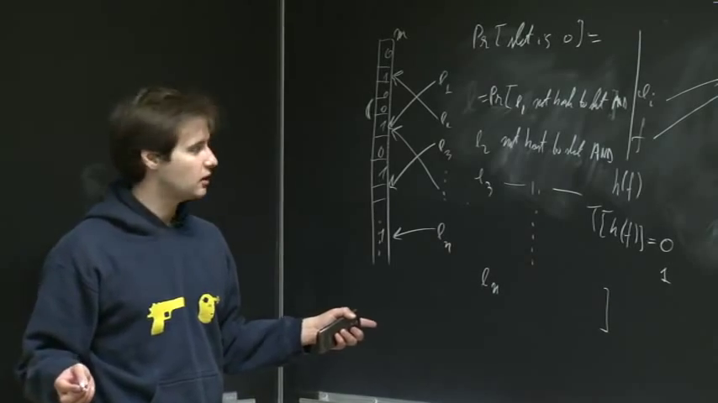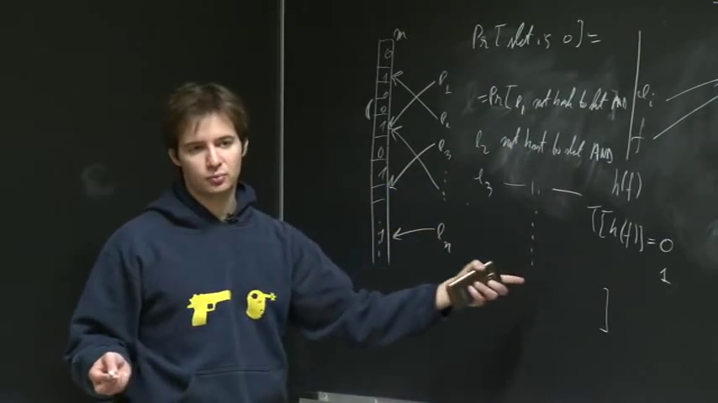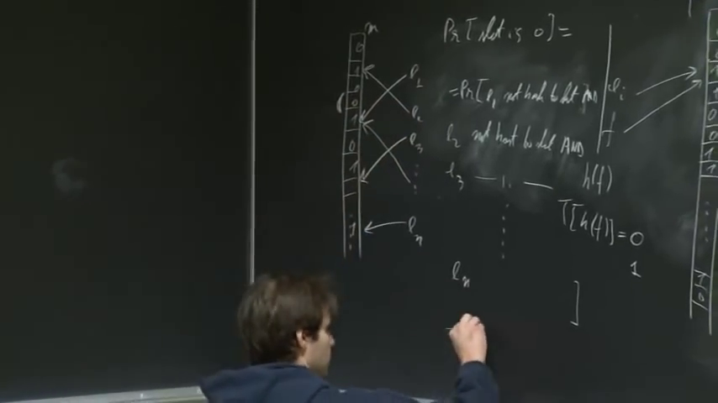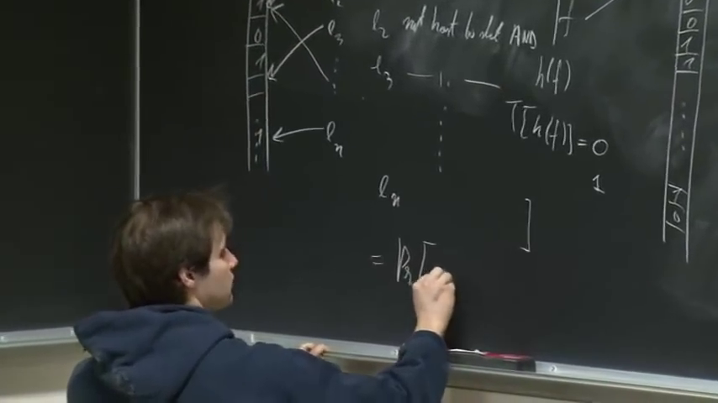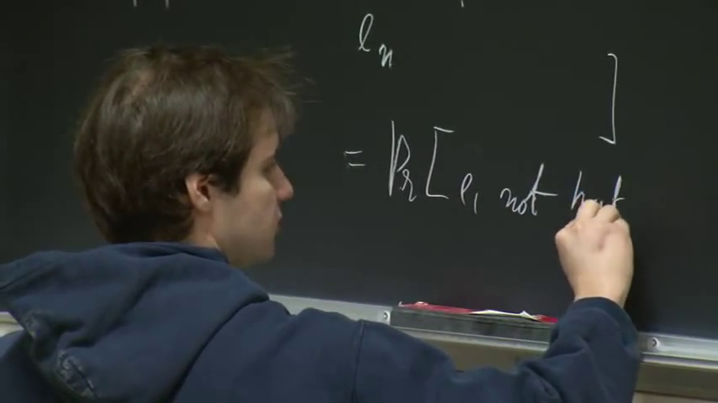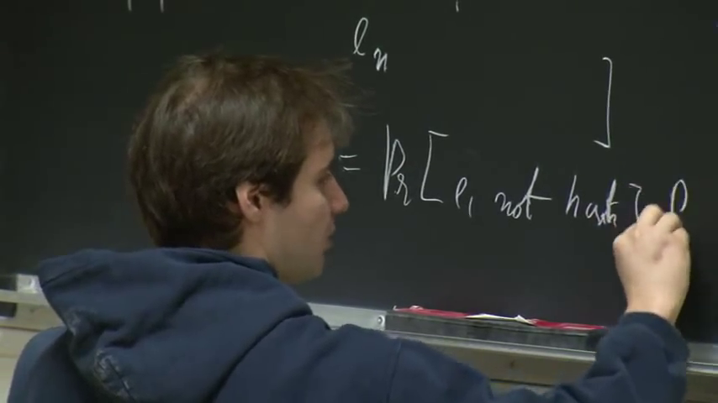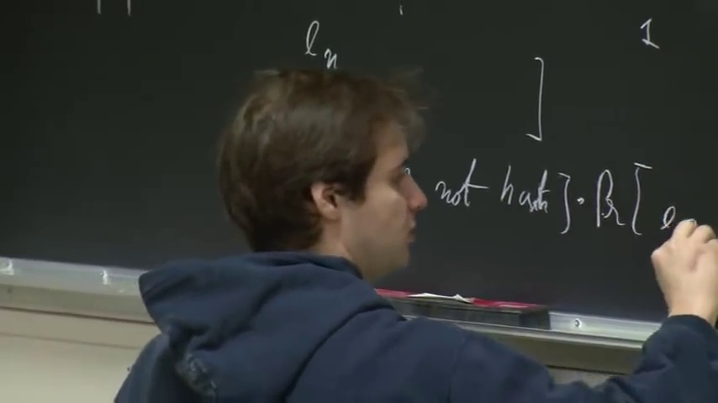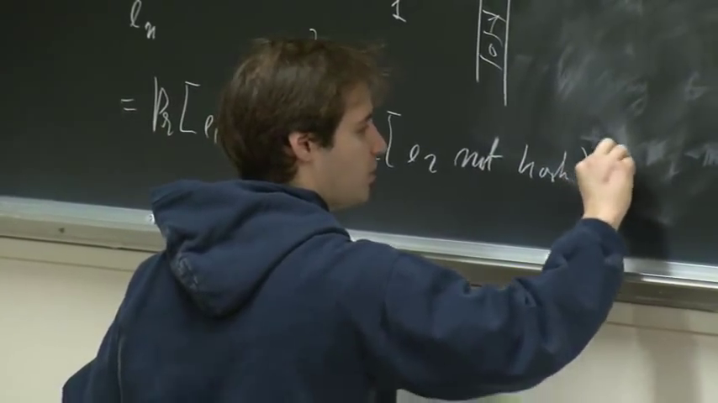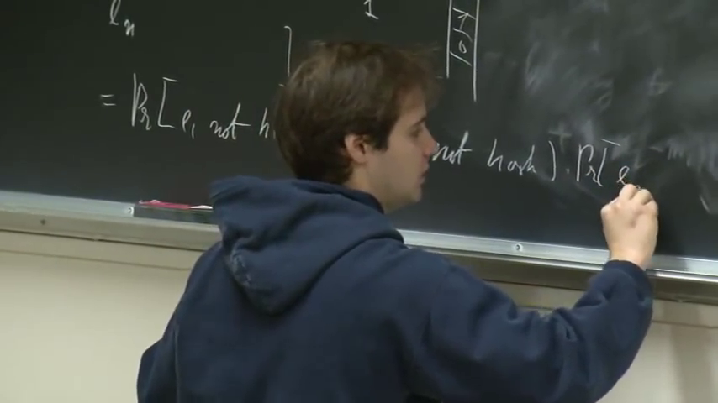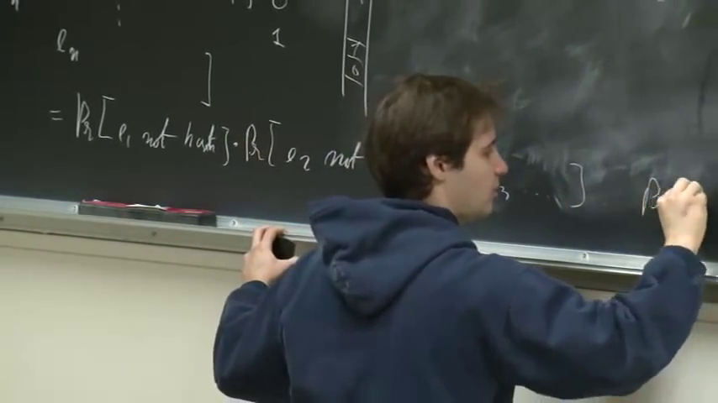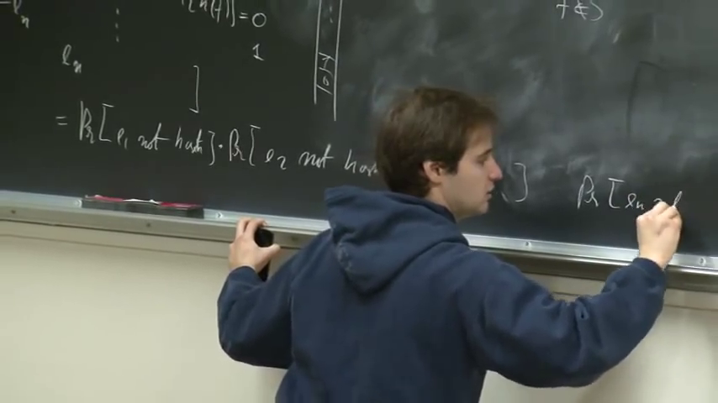Does this make sense? Now, these are all independent events, because all the hashes are independent by the uniform hashing assumption. So then I can turn ands into products. So I can say that this equals the probability that E1 didn't hash into the slot, times the probability that E2 didn't hash into the slot, times the probability that E3 didn't hash into the slot, so on and so forth, all the way to the probability that En didn't hash.